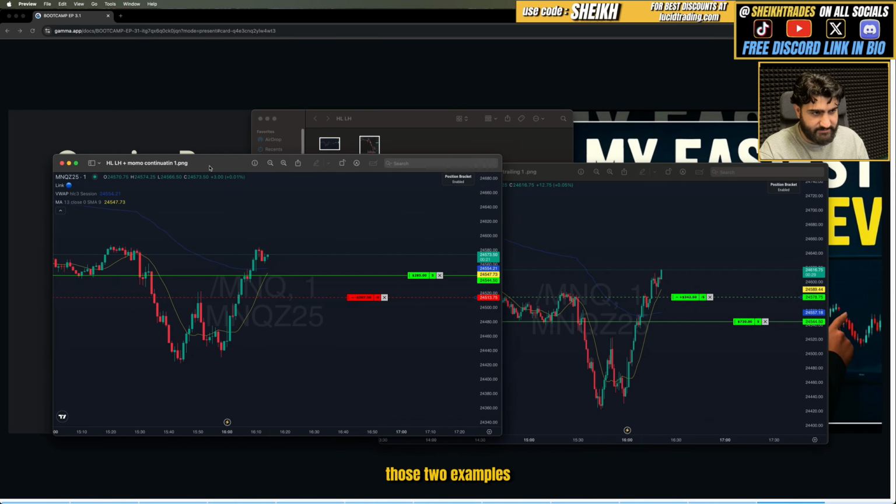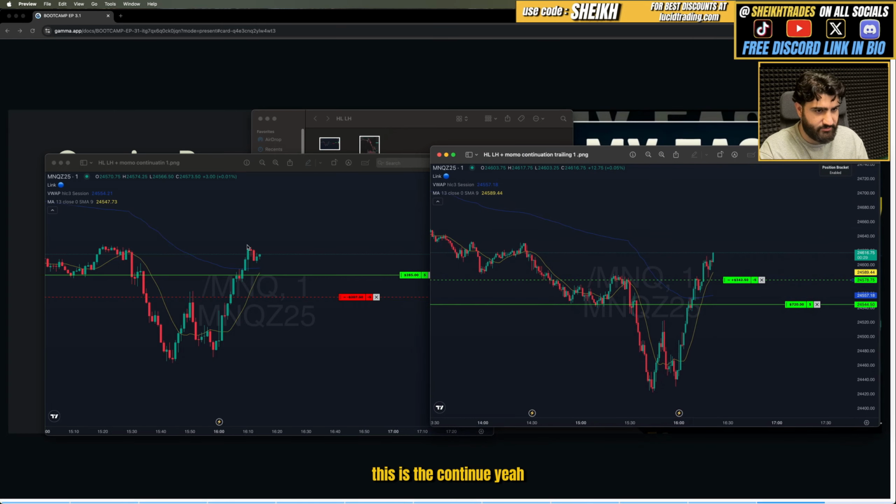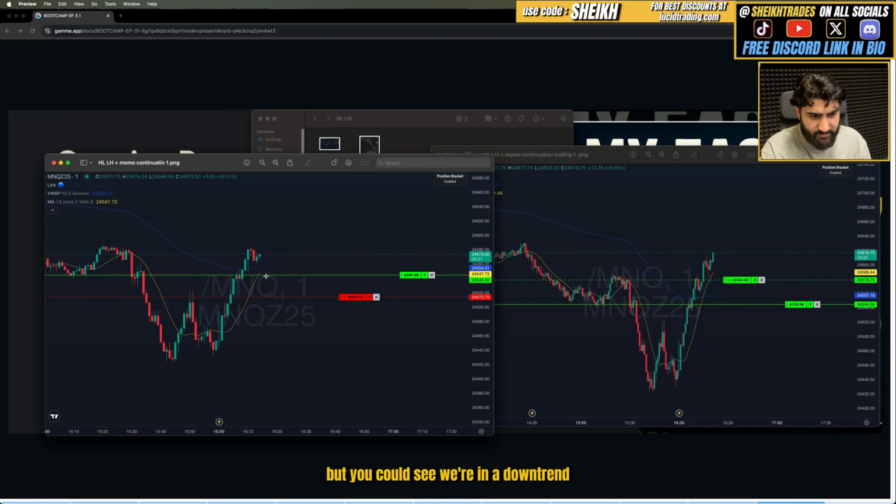Those are 2 examples. This is the continuation. Those 2 trades are the same. This is just the continuation of it. But you could see we're in a downtrend. This is our lower high. Downtrend, downtrend, downtrend. Price breaks and makes a new high around these levels here. So this point here and this point here. So our next high being made is what I call high, low, low, high.